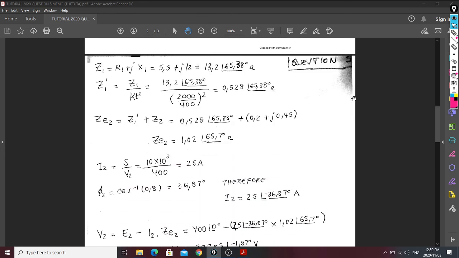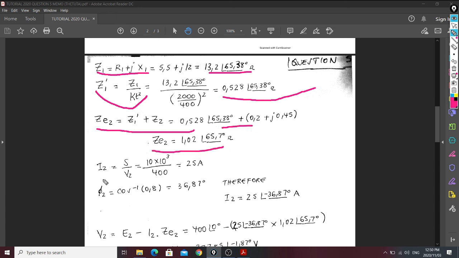So under question 5 of your tutorial 2020 that was given to you, they give us the resistor R1 and X1, which means we can calculate our impedance Z1, because it's a resistor in combination, an RL circuit. From electrical 2, this is how we calculate the total impedance. Then you get your Z1, and we say Z1 referred to the secondary: we divide it by KT squared, then you get your Z1 referred to the secondary. But the ZE2 is going to be Z1 referred to the secondary plus Z2, and then you get your ZE2. And then as well you calculate your current I2.